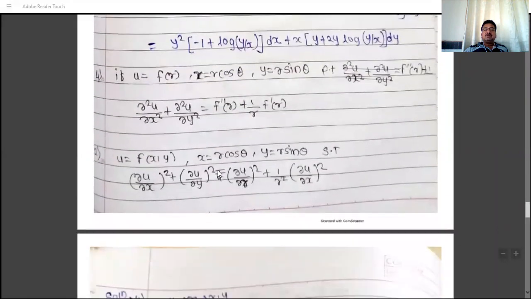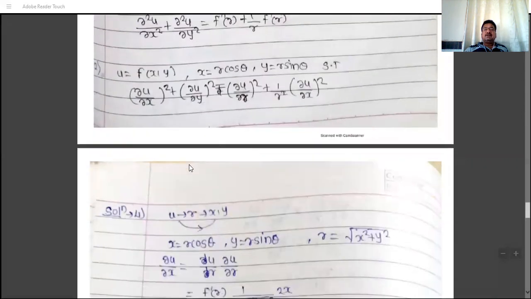This problem is for homework. u is equal to f of x, y. x is r cos theta, y is r sin theta, and we have to prove this. So if u is a function of x and y, and x and y are functions of r and theta, then use the chain rule. Okay, and consider either LHS or RHS, or find the value of LHS and the value of RHS separately, and show that they are equal. Similar problems.